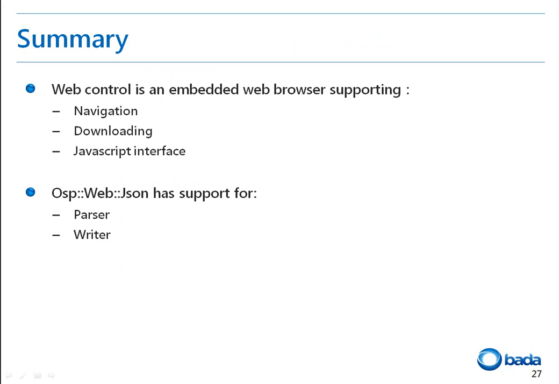We've learned about the web control to embed a browser in an application. We've also learned how to use the web controls to navigate web pages, download data, and interact with JavaScript. We have also learned about the JSON parser and writer web classes to parse and generate JSON encoded data. In the next slides, I have one scenario each for web control and JSON. You need to develop an application based on the details provided.